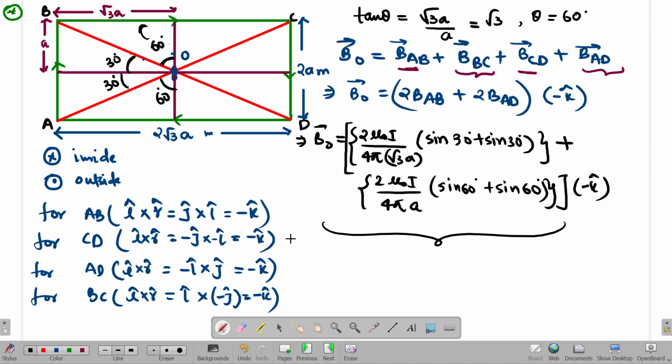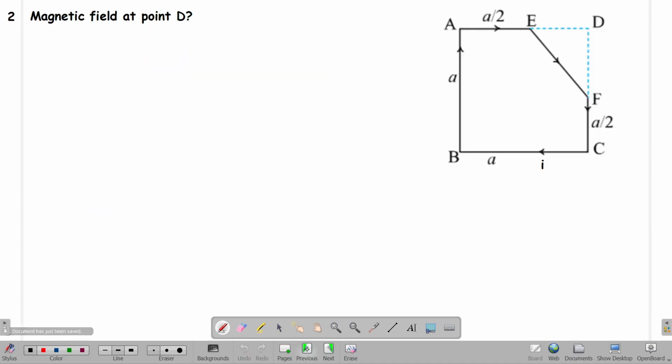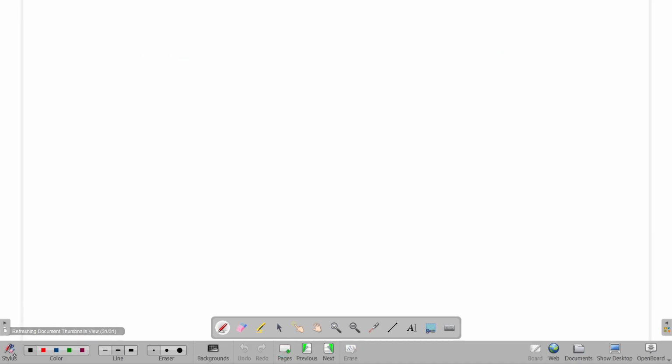See, if you are following the right hand thumb rule, that is also okay. But if you are not following it, and if you are asked to write the magnetic field direction, then people usually get confused. So that's why I follow L cap cross R cap. Are you able to get me? Okay. Let us move to the next question.